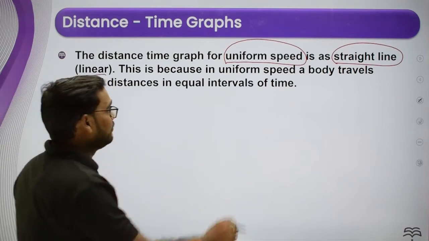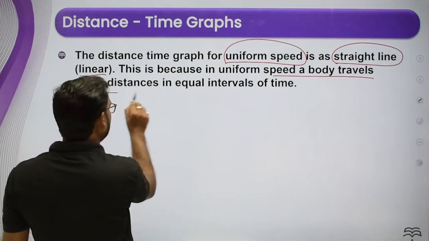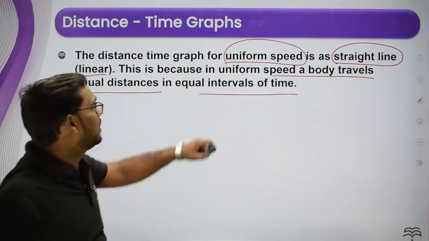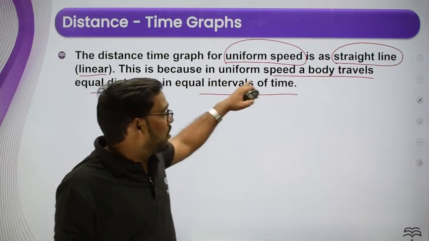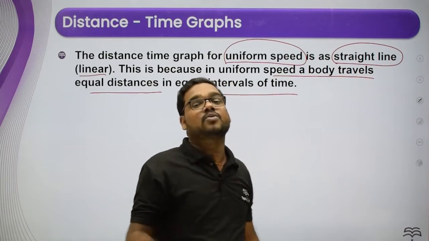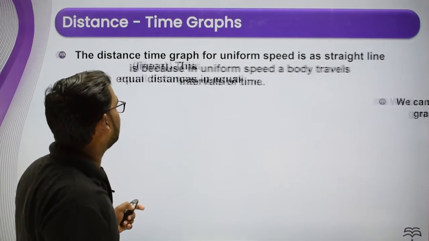Because the uniform speed of a body travels equal distance in equal time interval. I have already told you why you will get the straight line, because here the velocity, or you can say the speed, is equal in equal time interval. That's why you will get the straight line, or you can say the linear.